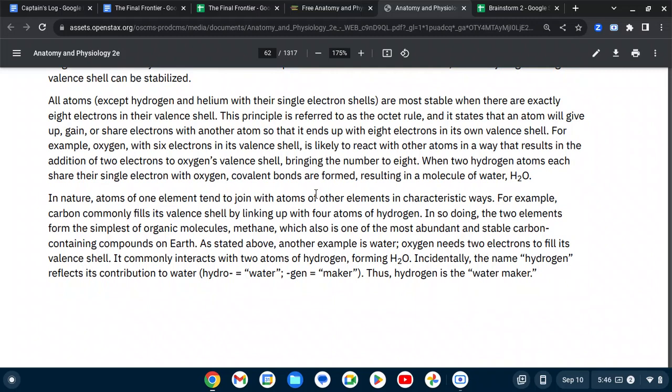As stated above, another example is water. Oxygen needs 2 electrons to fill its valence shell. It commonly interacts with 2 atoms of hydrogen, forming H2O. Incidentally, the name hydrogen reflects its contribution to water. Hydrogen is the water maker.